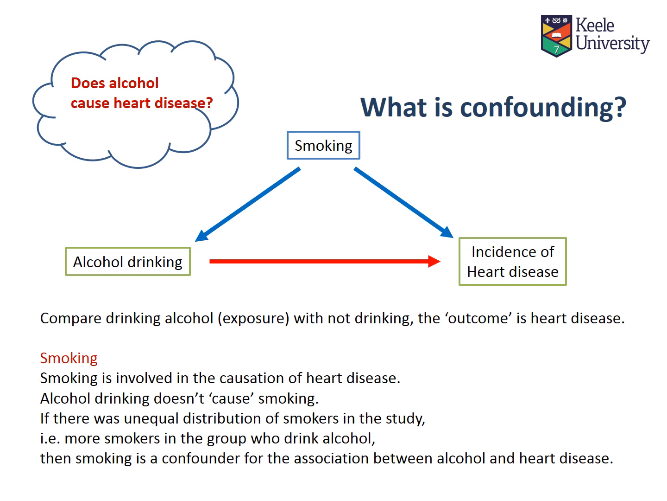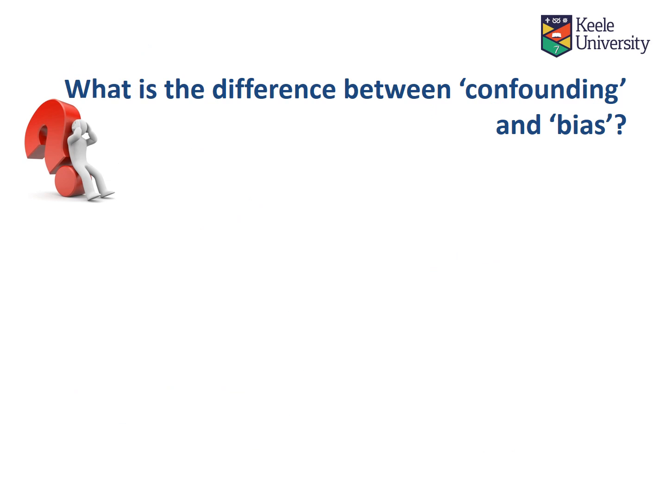You can apply the same if you talk about other factors such as gender, body weight, or other factors. If they are distributed equally between the two groups, that's fine. But if they are not equally distributed, then they become potential confounders.